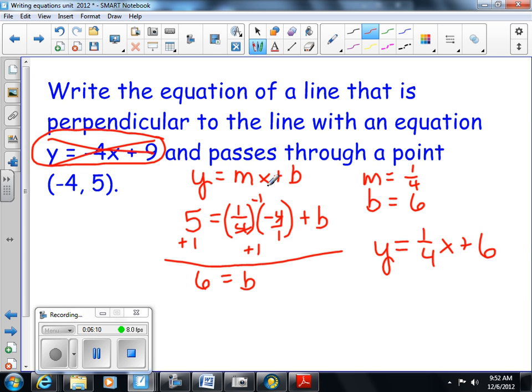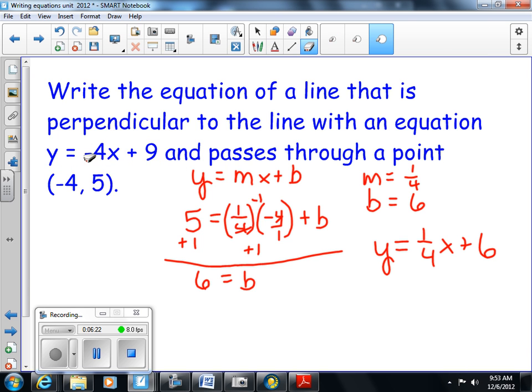So I could say if I were to graph both of these on a grid, that they would be perpendicular. They would intersect to be perpendicular. Now if I changed this question to say that it was going to be parallel to this line instead of perpendicular, what would the slope of my new line be? It would be -4 because it would be exactly the same. And that's all we need to know about writing equations of lines that are perpendicular or parallel to given equations.